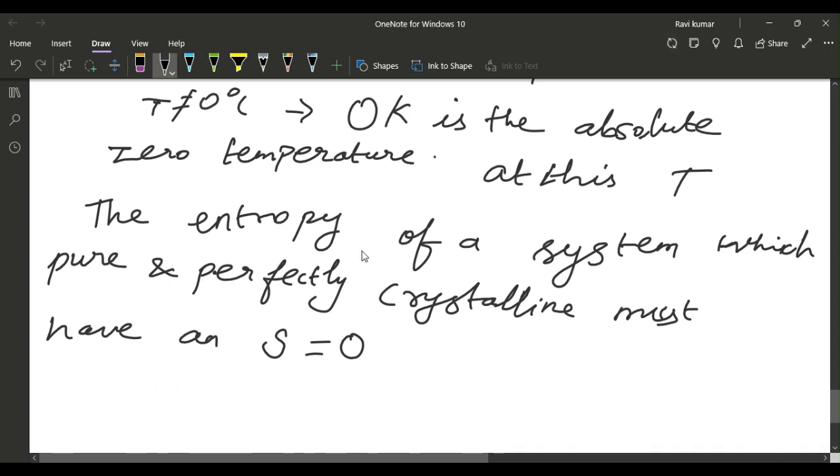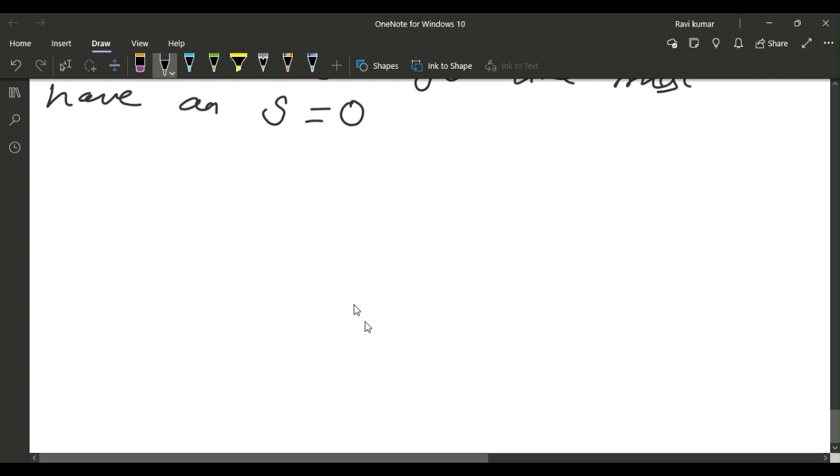So, what the statement interprets is at 0 Kelvin, the entropy of the system, which is a pure and perfectly crystalline substance, must be 0. So, how can we prove it? Let's see how we can prove the theorem. Consider a perfect crystalline solid without any impurities. All the atoms are identical.